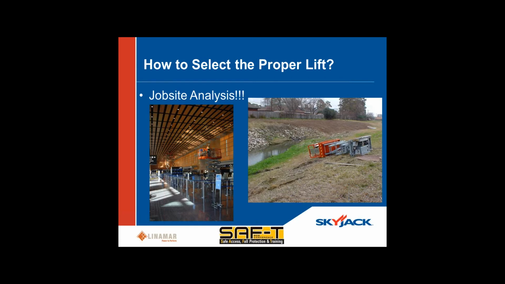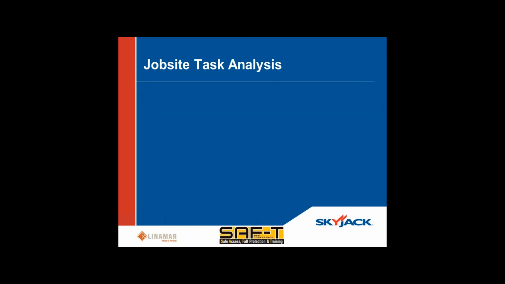And they've actually used the line forming queue barriers there to create their own, or cordon off their workspace. On the right-hand side, obviously, is an example of the wrong lift on the wrong job site, and obviously with not very good results.